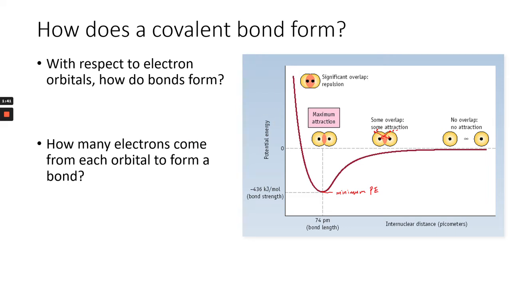In this diagram, how many electrons are coming from each orbital? And the answer is 1 electron from each orbital to make one bond, where you share 2 electrons.